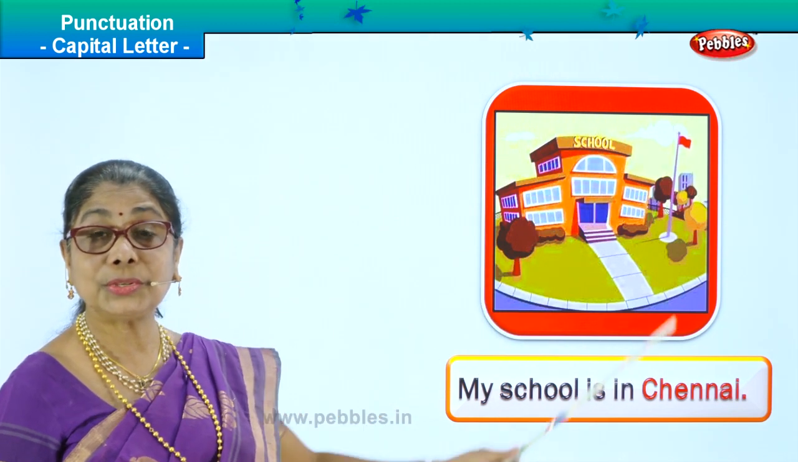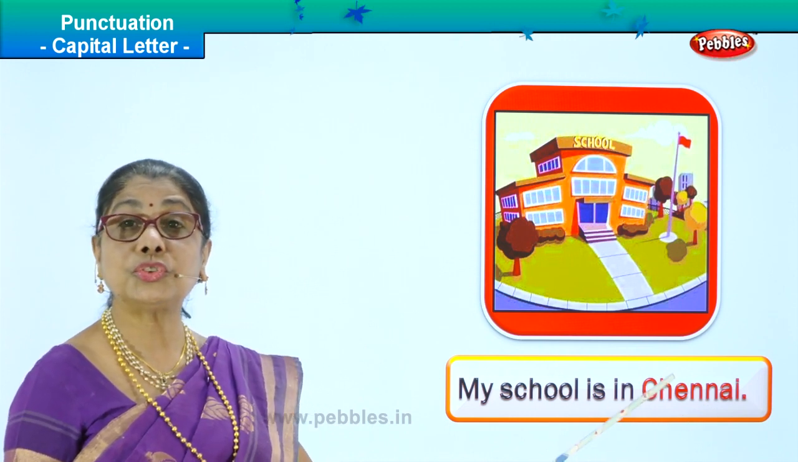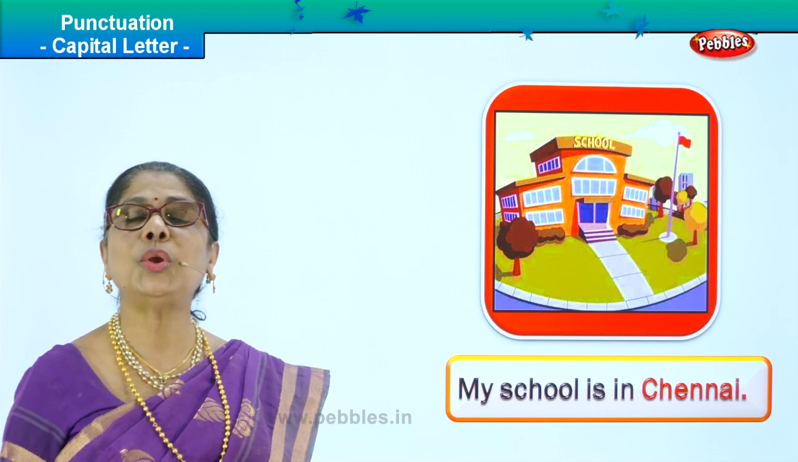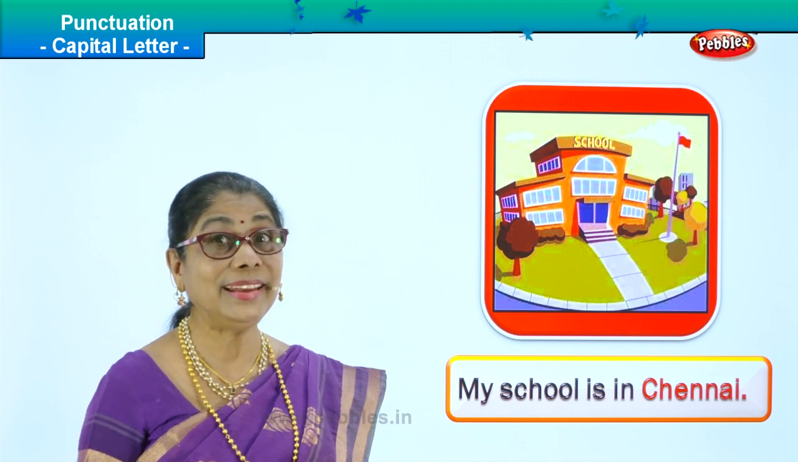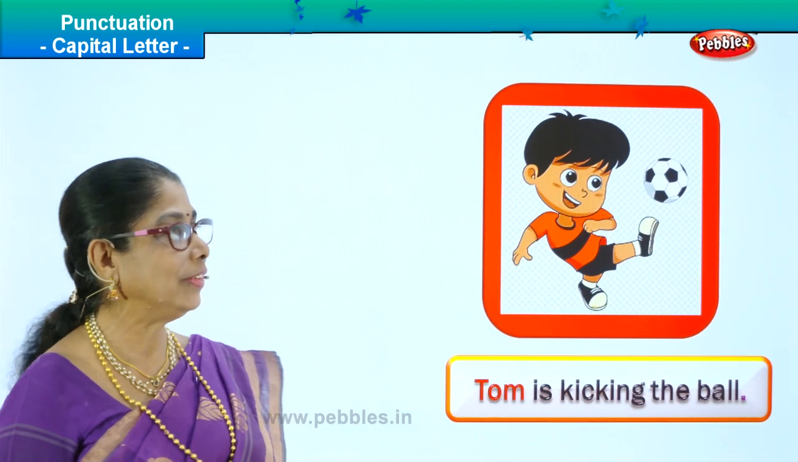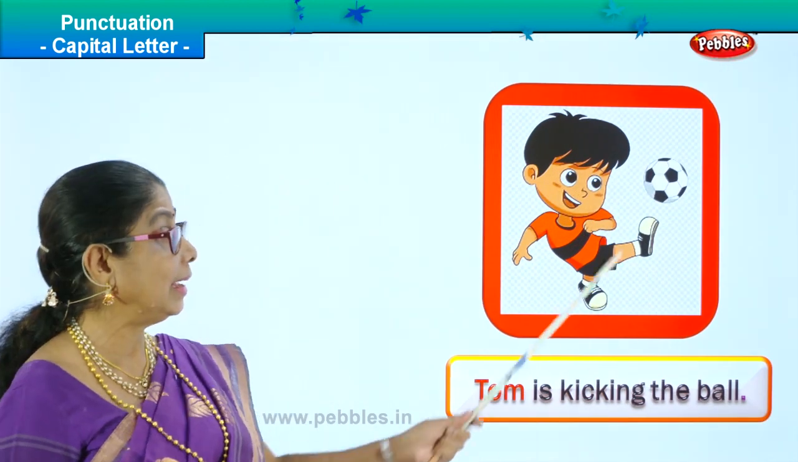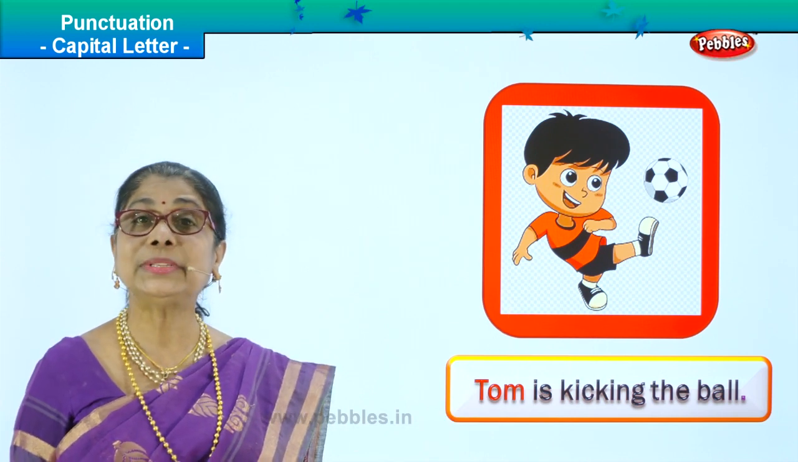So, my school is in Chennai. I am studying in Chennai school. So, Chennai should be written in name of a place. Should be in capital letter. Good. So you are learning. Let's go on to a new picture. Look carefully at the picture here. Somebody is very happy kicking the ball. What is his name? Tom. Tom is a little boy.